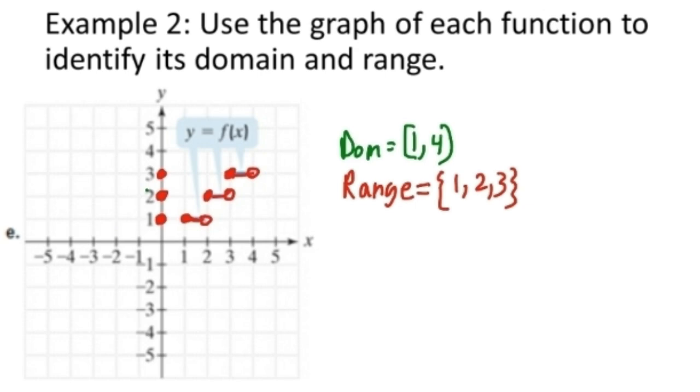I cannot put the interval 1 to 3 here, even though, yes, 2 is in between 1 and 3. But consider a number like 1.1. 1.1 is in the interval 1 to 3. However, 1.1 is not a y value that we can obtain from any point on the graph. So saying that the range is the interval [1, 3] would be incorrect.